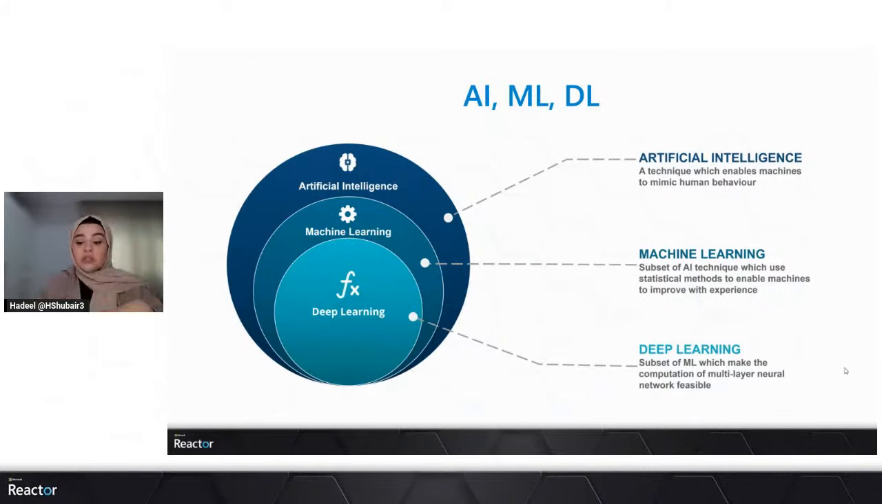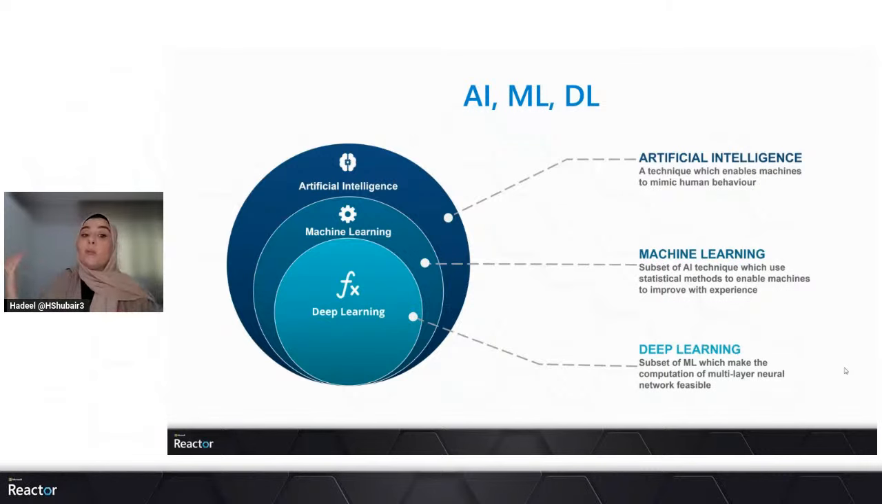Artificial intelligence is the bigger field. It is any technique that enables machines to mimic human behavior, so it enables computers to pretend to be human. Machine learning is a subset of AI, and this is where we go a little bit deeper. Machine learning uses statistical methods, computations and algorithms to enable machines to improve with experience with the data that you feed them, without being explicitly programmed. So this is what machine learning is all about.